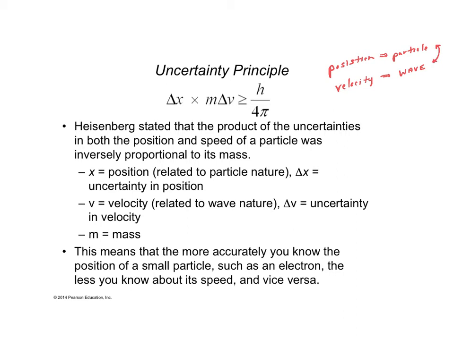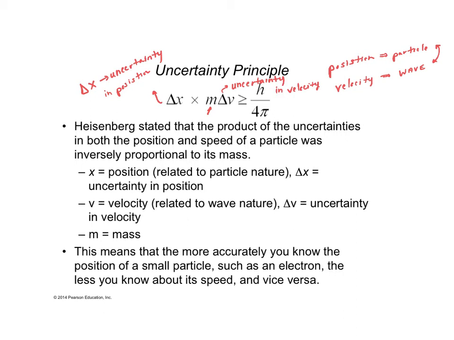And so what it states is that the uncertainty in position, and that's what this delta x means, it's not change in, but instead is uncertainty, times the mass of the electron times the uncertainty in velocity, are greater than or equal to some finite number, right?